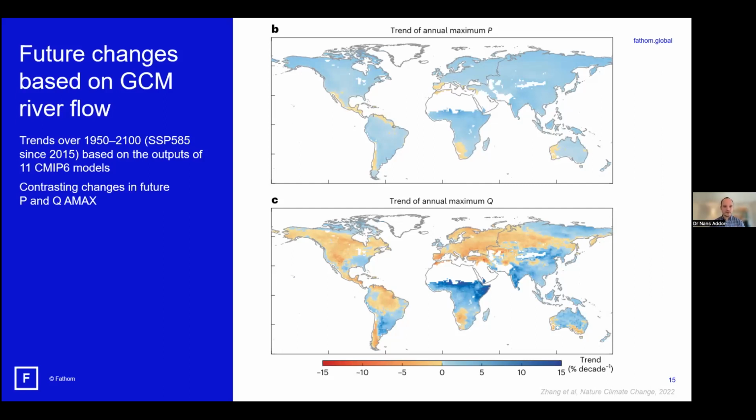The top panel shows the trend of annual maxima for precipitation, and you see that the map is blue. It indicates that in almost all the regions, all the locations, we're expecting an increase in the intensity of rainfall events. If you look at the bottom figure, we're looking at annual maximum flow, and as we've discussed already, the picture is more nuanced, and there are many regions where we're expecting smaller flood peaks.